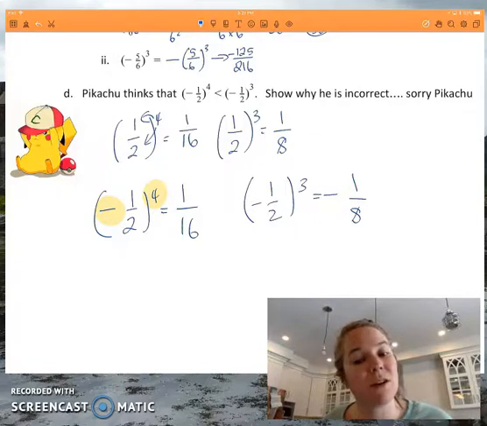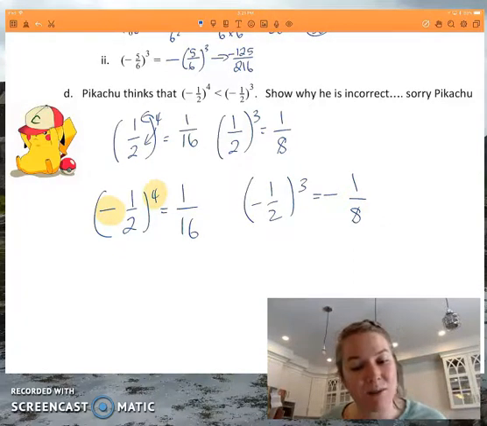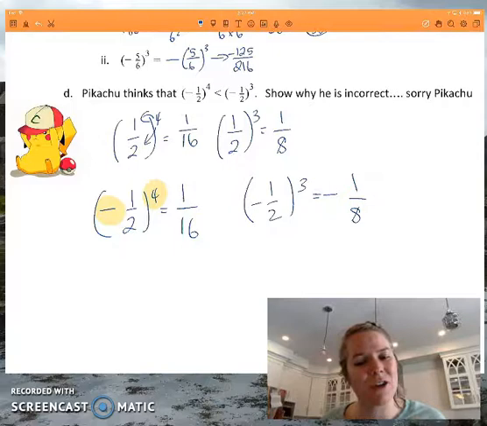So always be very aware of where your negatives are. If the negative is outside the bracket, your answer is always negative. If it's inside the bracket, it depends on your exponents.